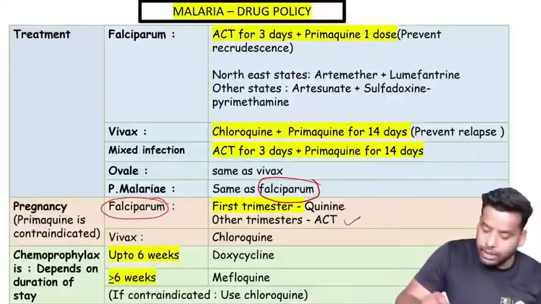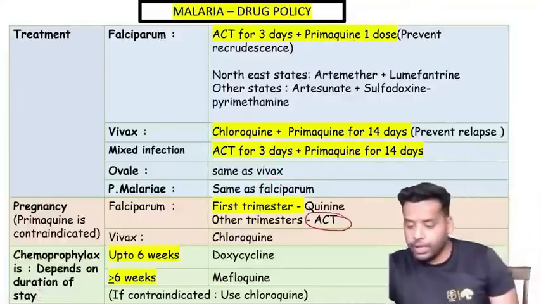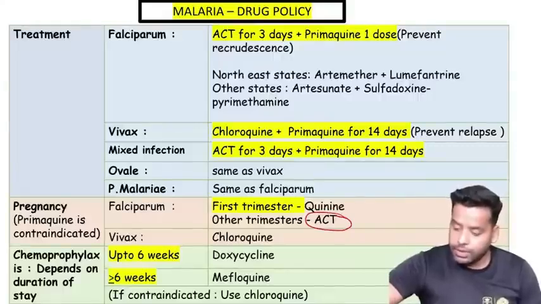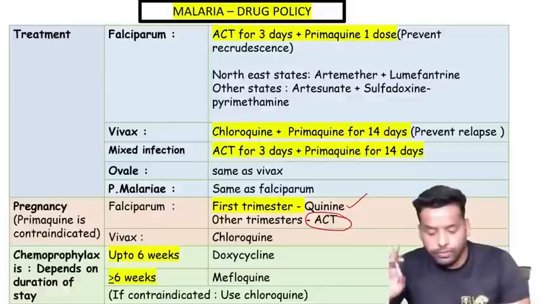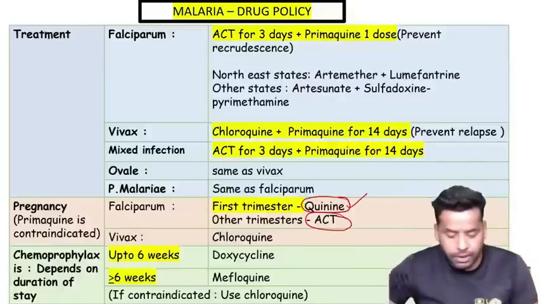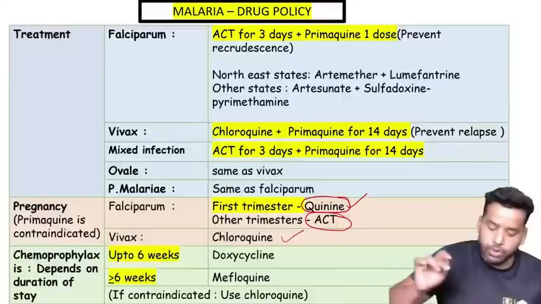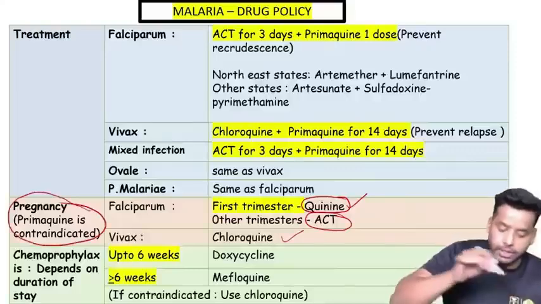Pregnancy, falciparum, you should know. What is contraindicated in first trimester? ACT. That is why we are using quinine. What is used in first trimester? Quinine. Remaining all the trimesters we can use ACT. Chloroquine can be used for Vivax management.